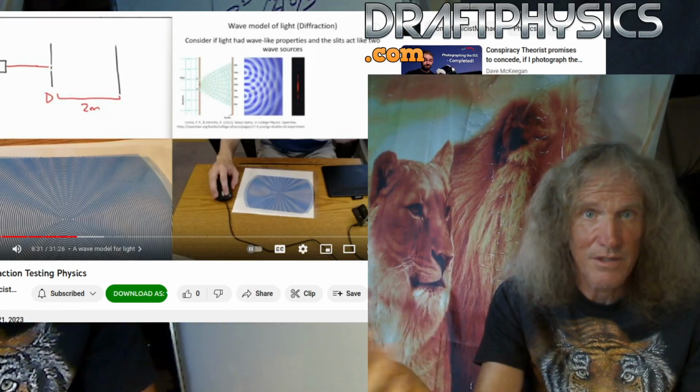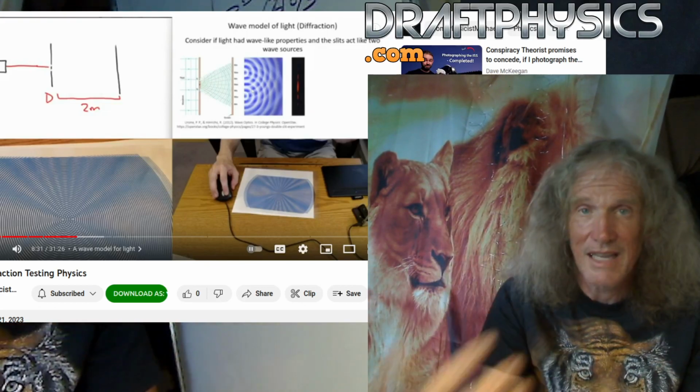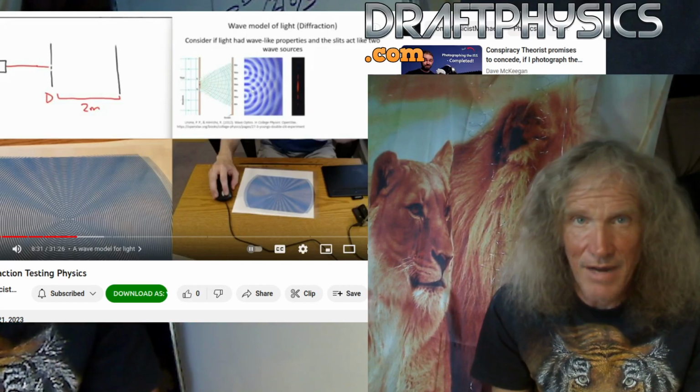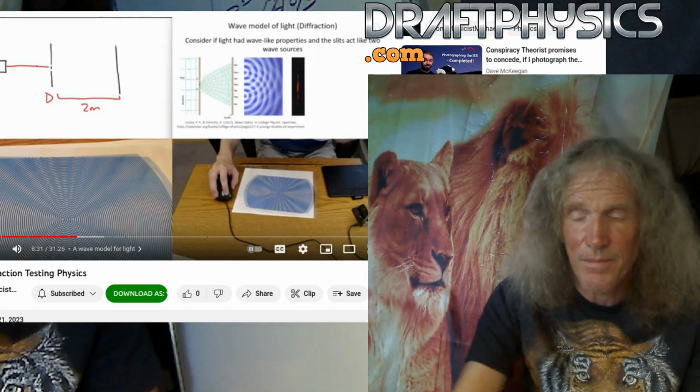It proves that you don't need the two waves to hit each other. They don't have to interact at all, and you can create the pattern.